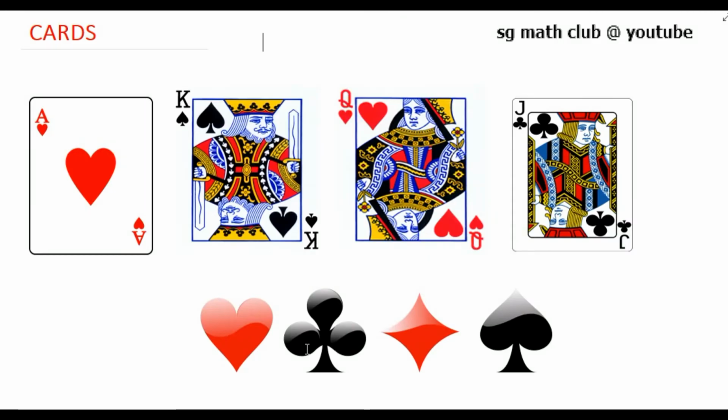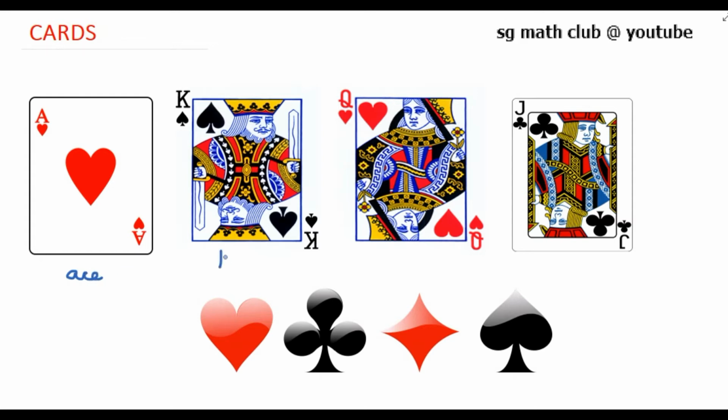You all have played cards. In today's video, we will do some of the problems based on these cards. Probability problems based on these cards. So before going to the problems, this card we call it as ace.